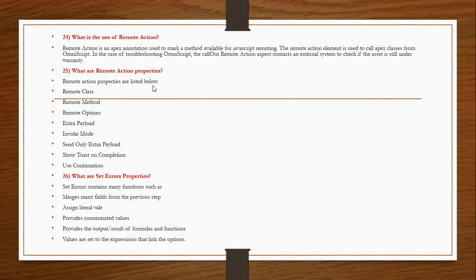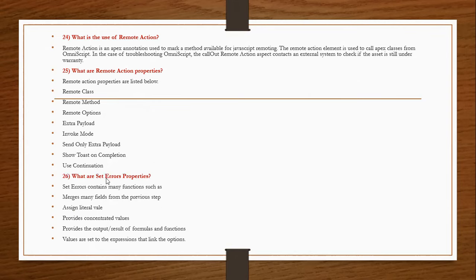What are the remote action properties? Remote action properties are listed below: remote class, remote method, remote options, extra payload, remote timeout, send only extra payload, show the text and post on computations, use continuation.